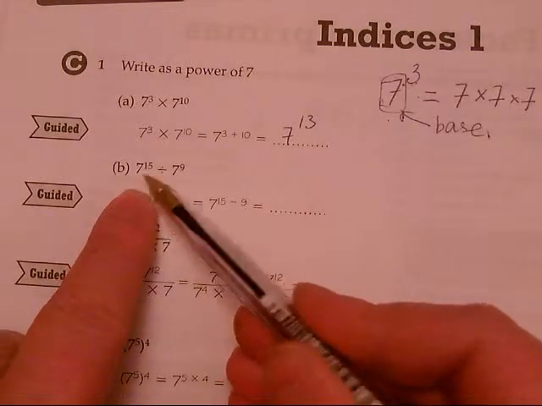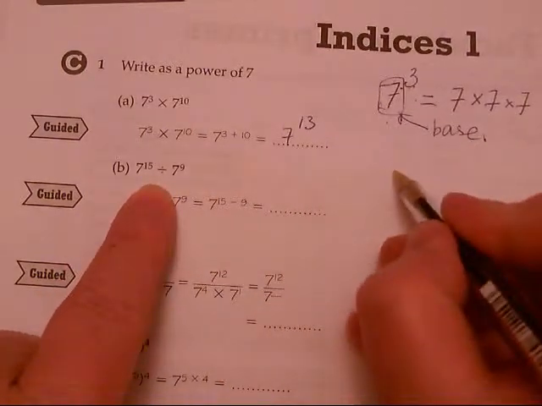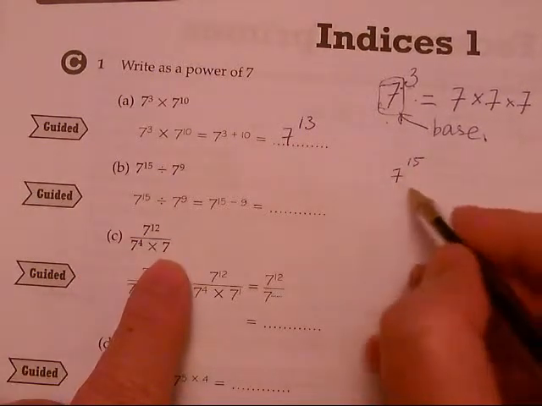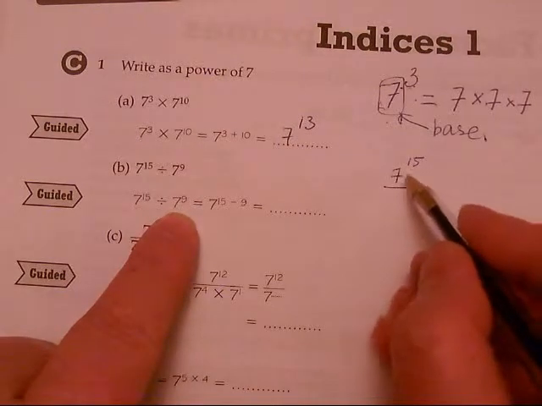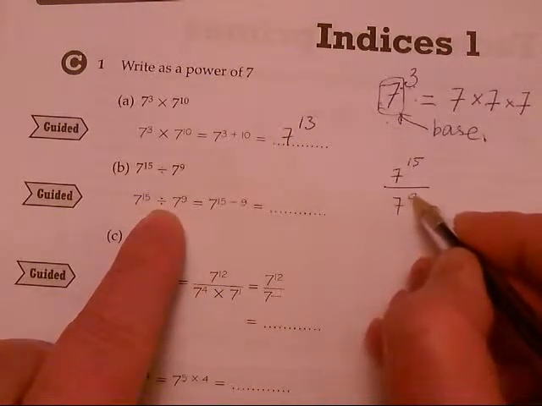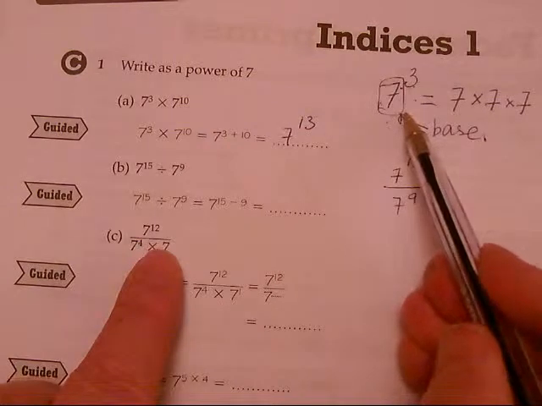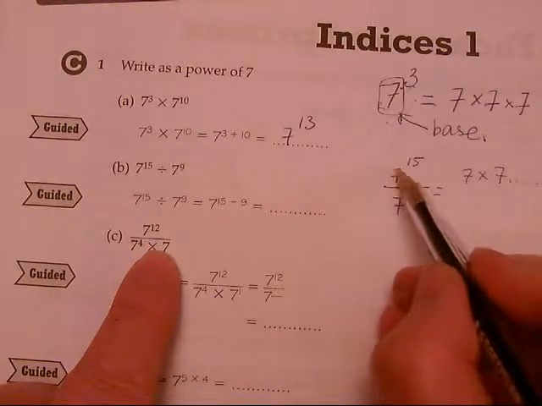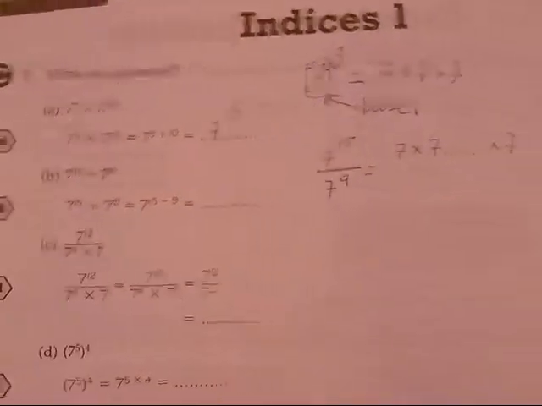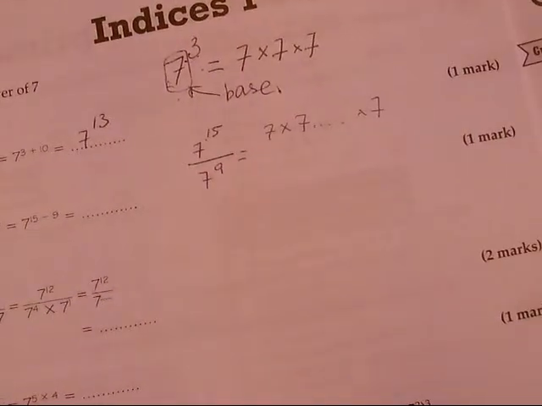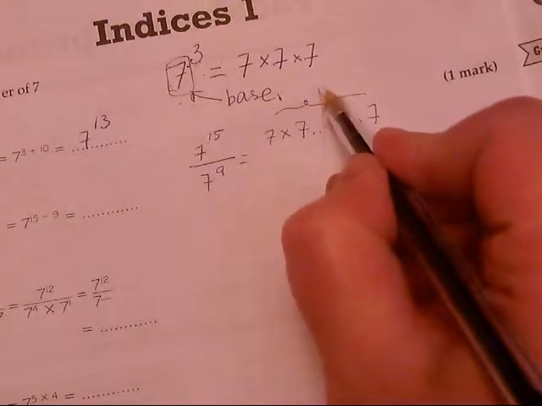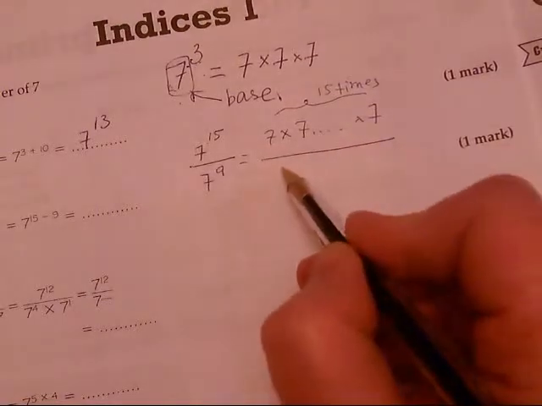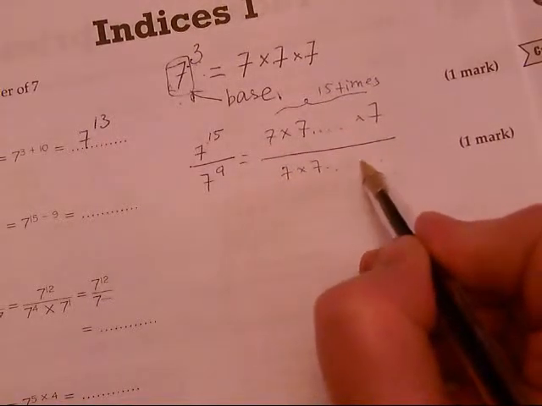It is a little bit of a different story when we divide indices. What we have here is 7 to the power of 15, and I would write it as a fraction: 7 to the power of 15 divided by 7 to the power of 9. As you know from the definition of indices, we have 7 multiplied by itself 15 times, so we have fifteen 7s. And here we have 7 multiplied by itself 9 times.